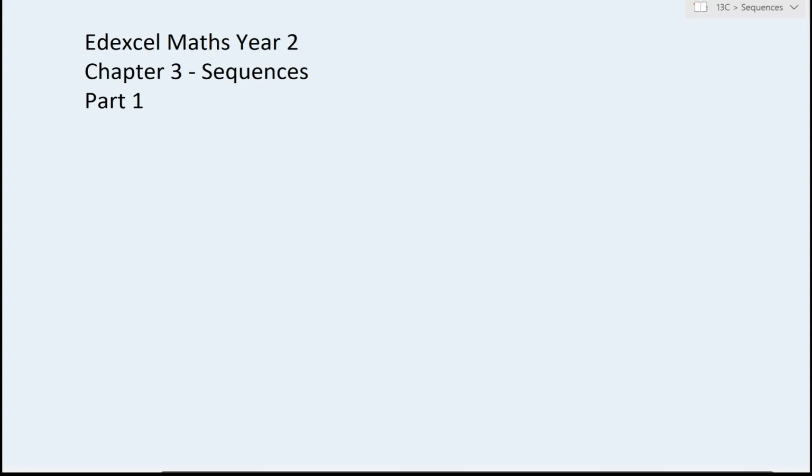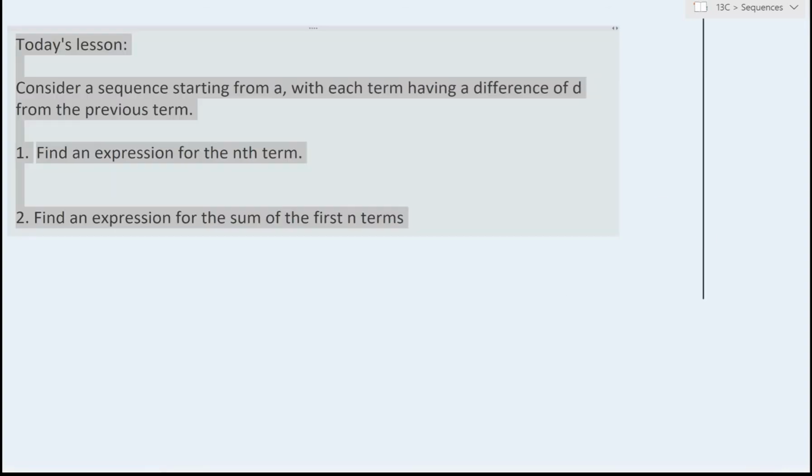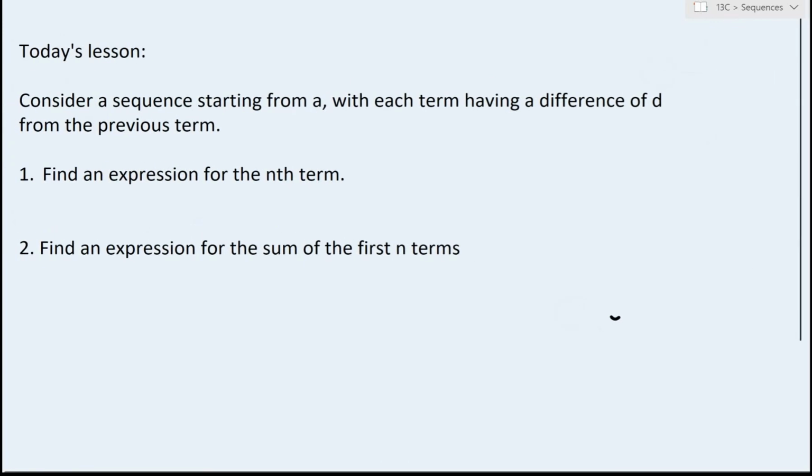Hi, this is part 1 of chapter 3 on sequences. So in this part, we're going to look at the basic sequences, what basic notation we need, focusing on the expression for the nth term and also some of the first n terms.